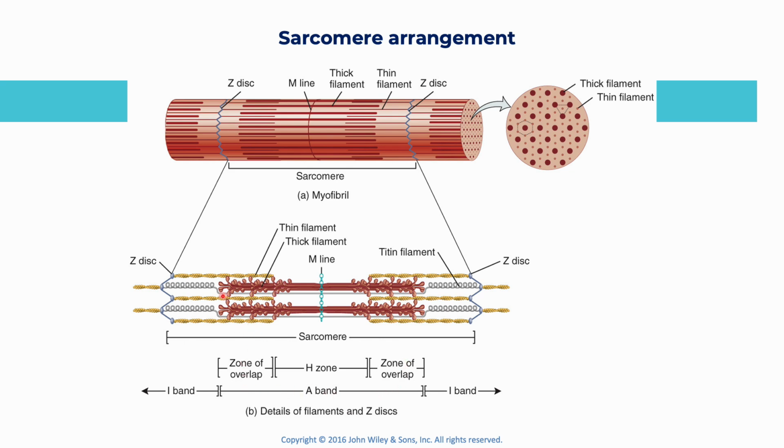Now, the area where there's only thin filament and no thick filament is called the I band. So I band, only thin filament. H zone, only thick filament. A band has both thick as well as thin filament present. The mid part of the H zone is called the M line. Okay, this is this part right over here, the M line.